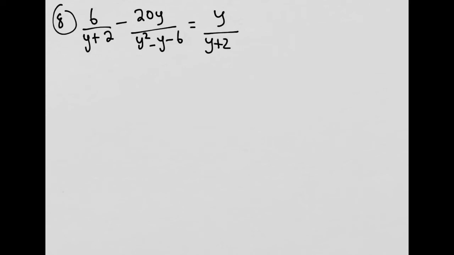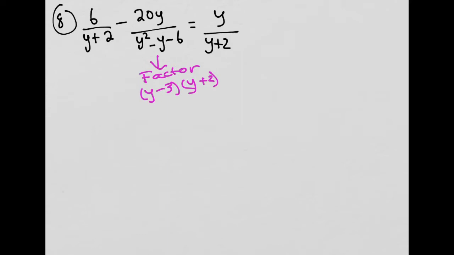So here we continue to solve rational equations. And the first thing we're going to do is to factor the denominator here. So we need to factor this. Once we factor this, we're going to have y plus and y minus factors of 6 that subtract to 1, which will be 3 and 2.